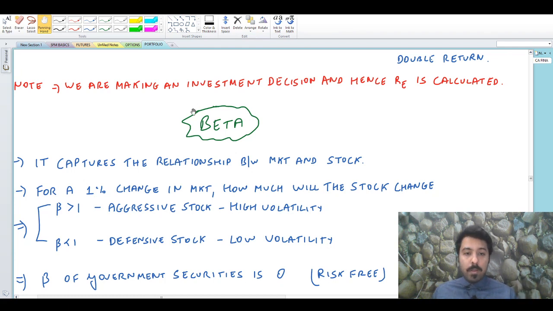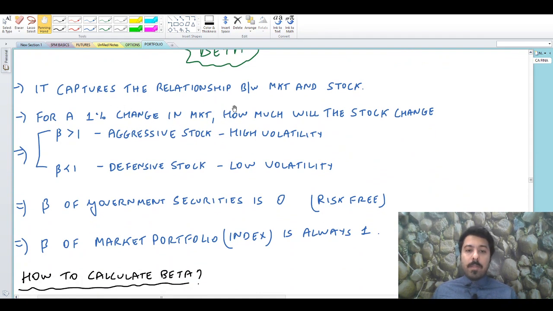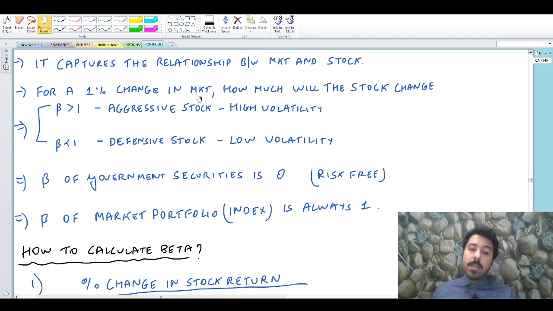Since we discussed beta multiple times, what is beta? Beta captures the relationship between market and stock. We already know that. For a 1% change in the market, how much will the stock change by? If beta is greater than 1, it means an aggressive stock, high volatility. Beta greater than 1 means that if the market moves by 1, your stock will move by 1.5, for a beta of 1.5. So that is more risky, more volatile. Highly volatile, it is called an aggressive stock.